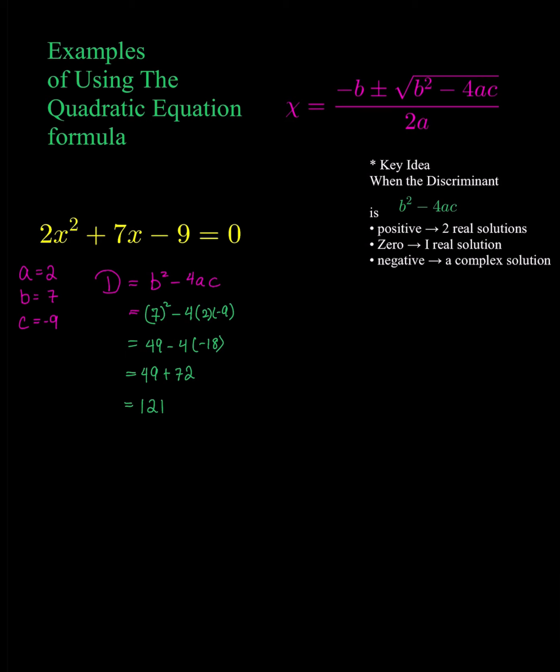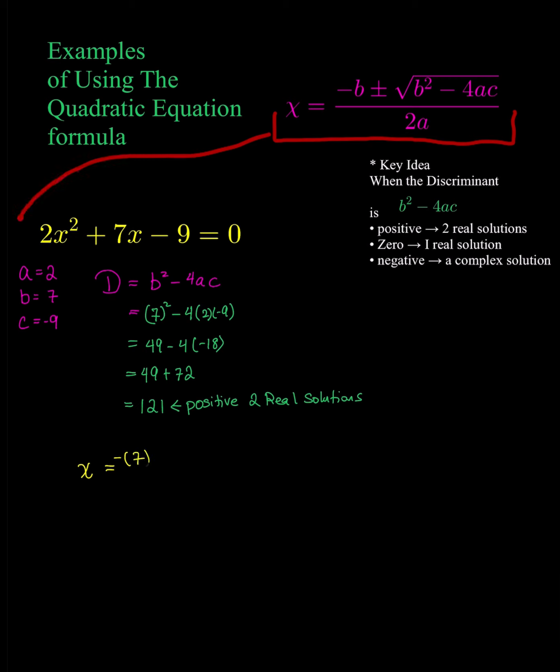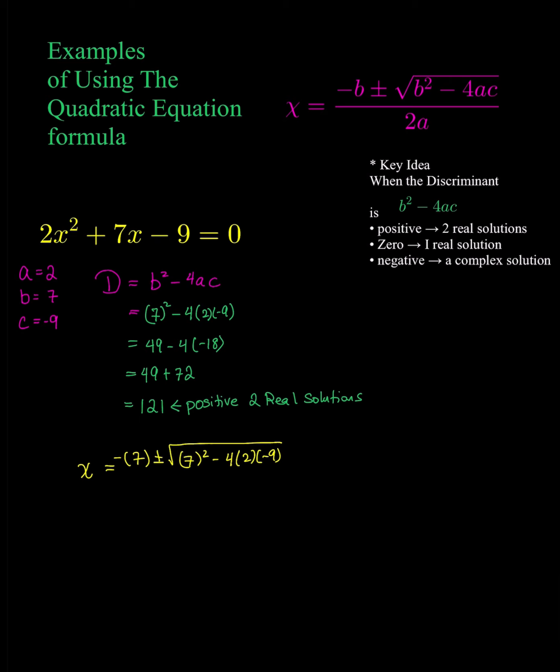Now that we know that this is a positive value, this will imply that you will have two real solutions. Okay, let's go ahead and actually show that is the case. The quadratic equation states the following. Negative b, which we will replace with negative, in parentheses, 7, plus minus the square root of 7 squared minus 4 times 2 times negative 9, all over the factor of 2 times 2.